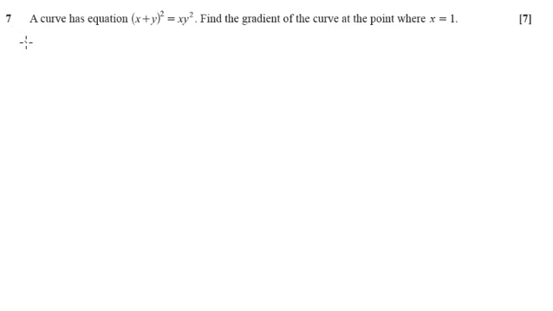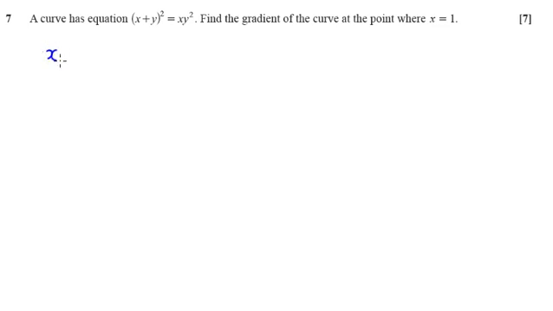Okay, question 7 has given us an implicit function and wants us to find the gradient when x is equal to 1. So we're going to need to differentiate this. First thing I would do to differentiate is expand this bracket here.